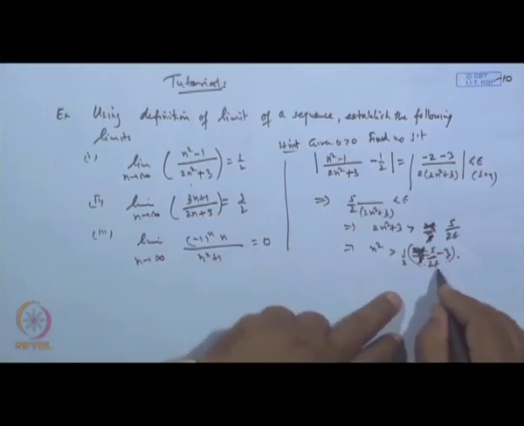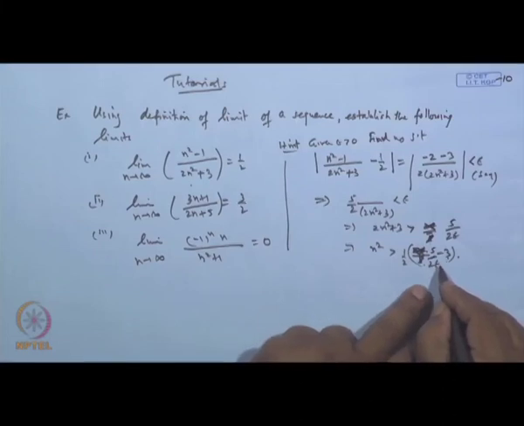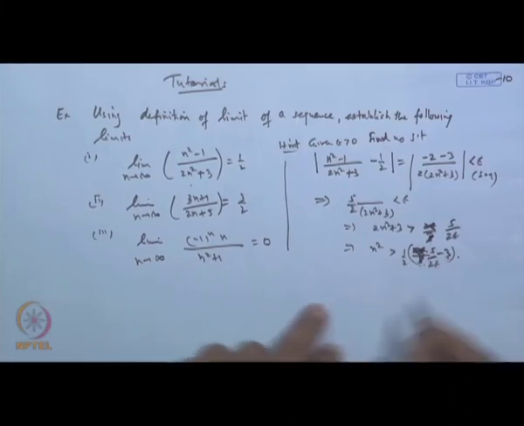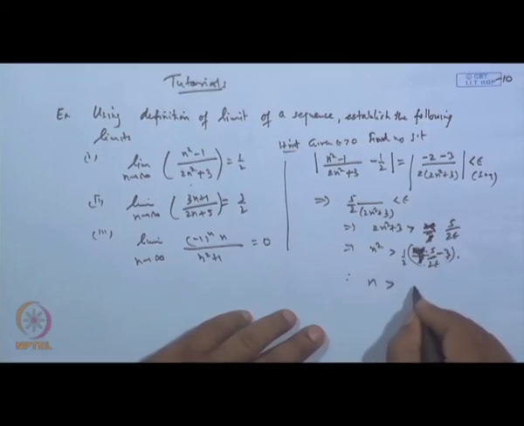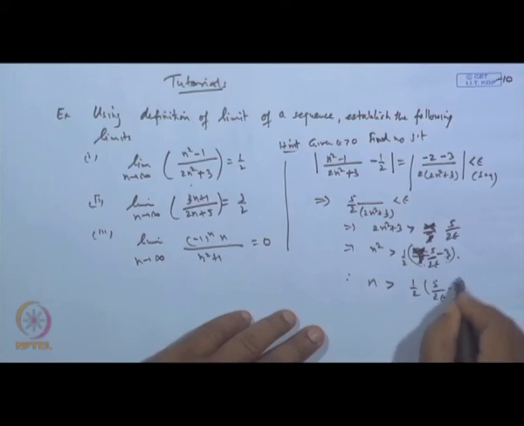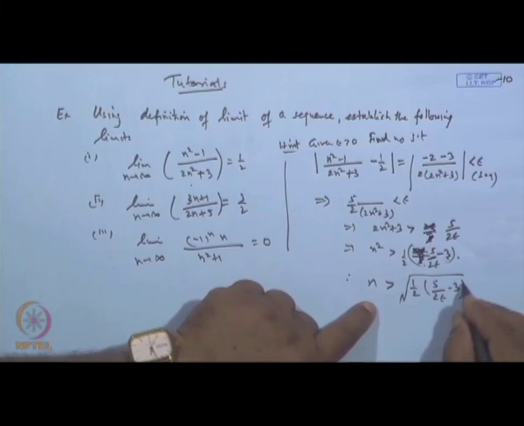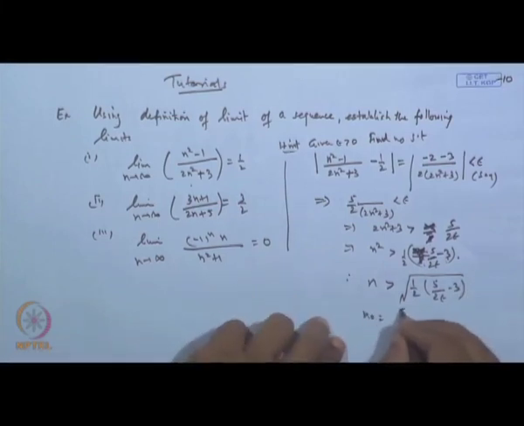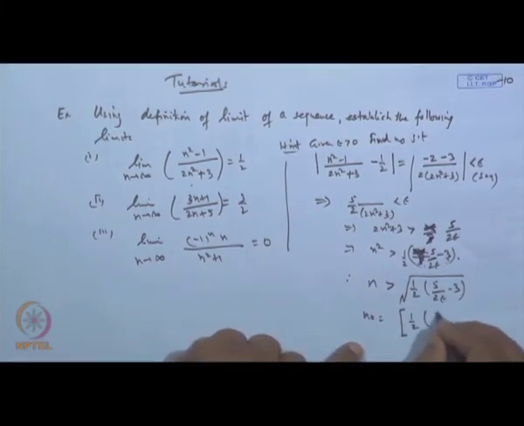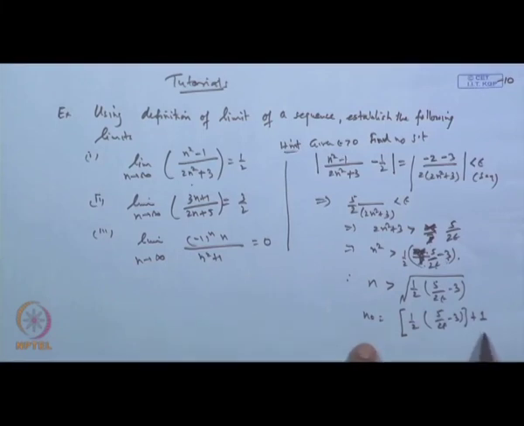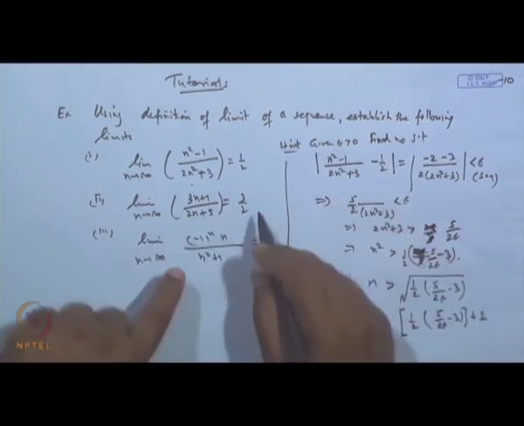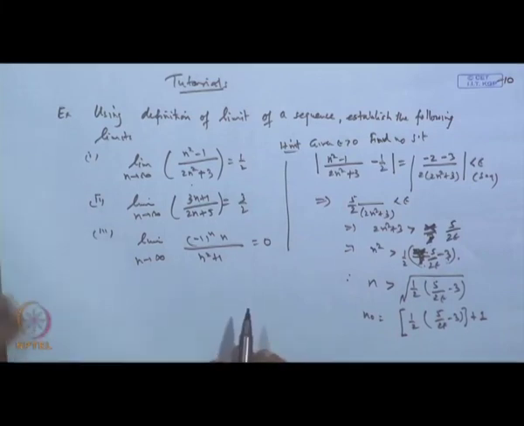Now, epsilon is a very small quantity, so we can choose epsilon so small that this becomes positive. Therefore, n can be greater than the square root of half of 5 by 2 epsilon minus 3, and take the integral value of this. So, n naught becomes the integral part of this plus 1 more. When you choose n greater than this number, you will get this part. Okay, so do it with that.